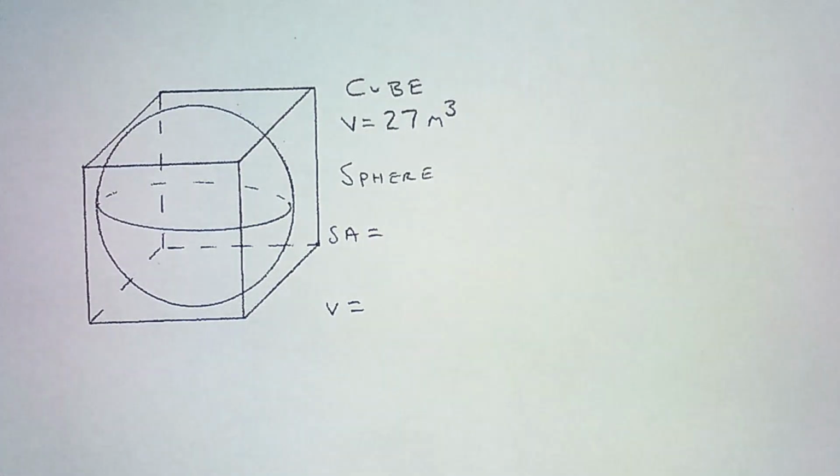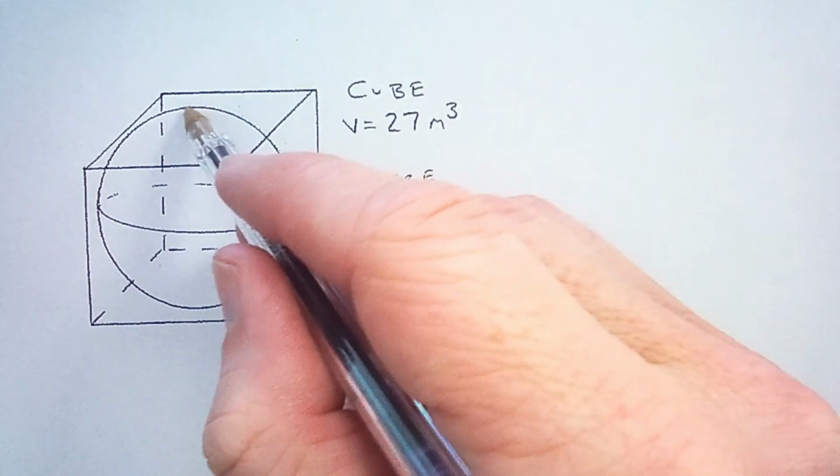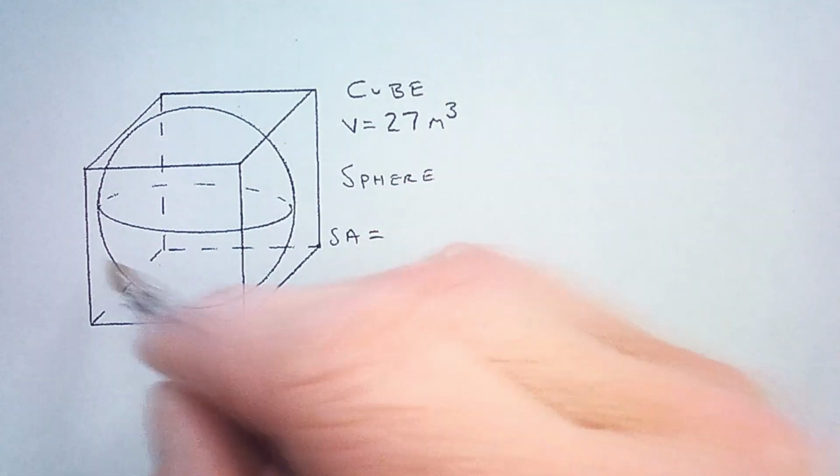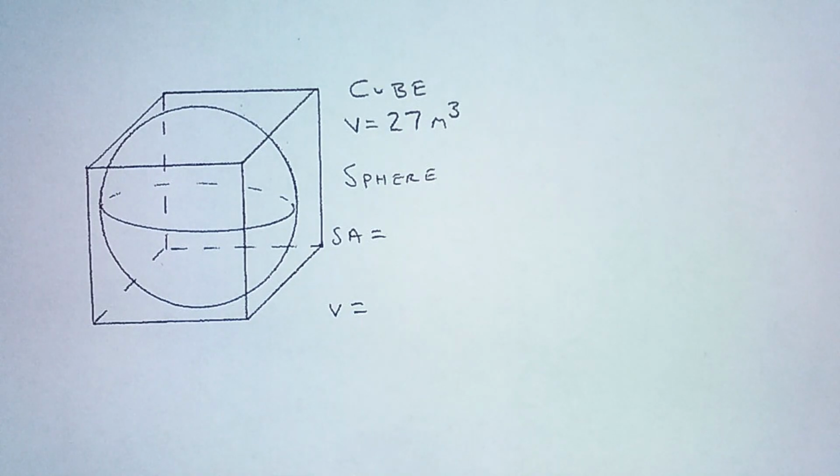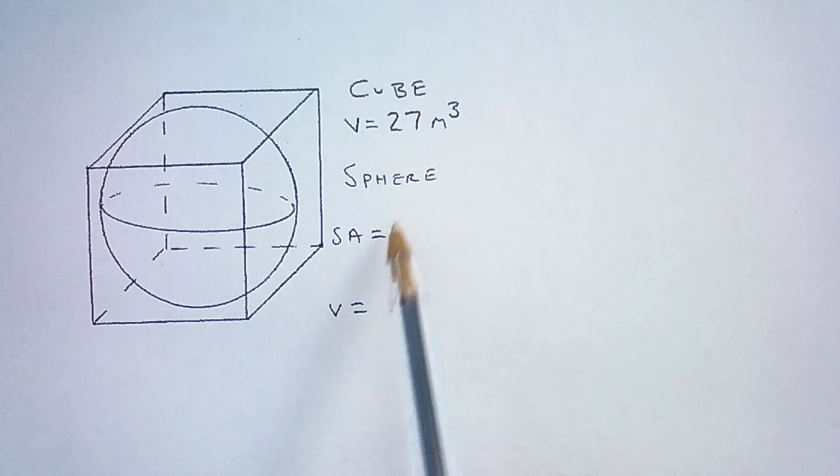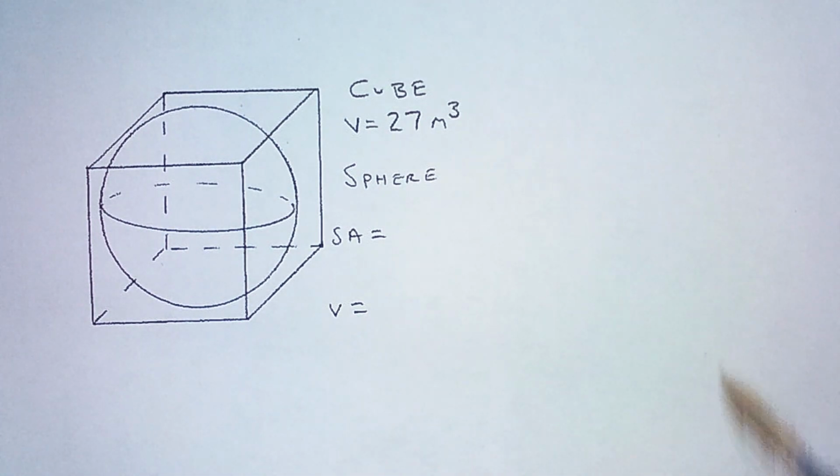And last, we have a sphere fitting tightly into a cube. So we are going to work under the assumption that every edge of the cube is touching the sphere, front, back, left, right, top, and bottom. So the sphere fits tightly within this cube. The cube has a volume of 27 meters cubed. We want to know the surface area and volume of the sphere.